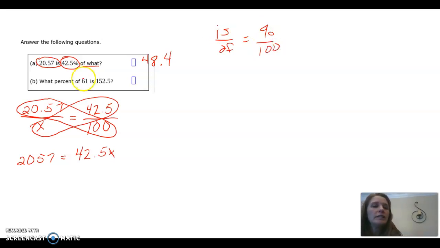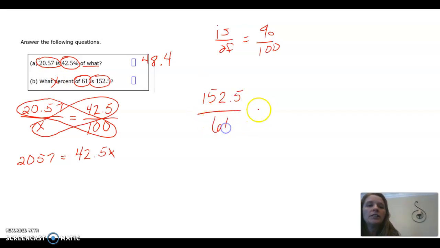Okay, with B, I'm still going to use is over of equals percent over 100. My is, here's my of, 61. My is is 152.5, so it's bigger. My percent's going to be more than 100 for this one. And I don't know my percent, so that's going to be my x. My is 152.5 over my of, which is 61, equals my percent I don't know, over 100.